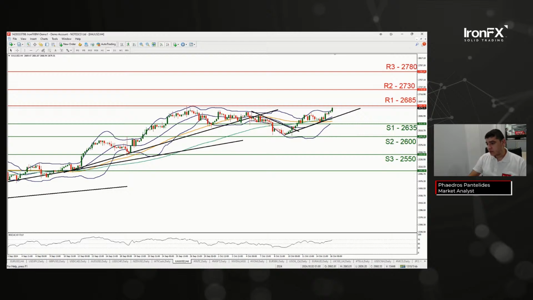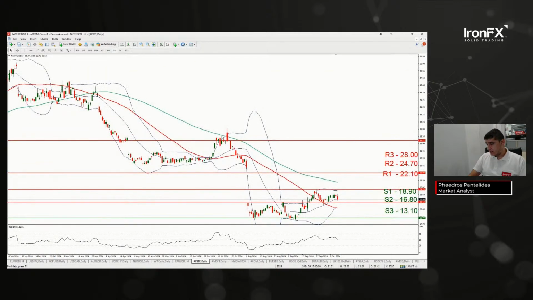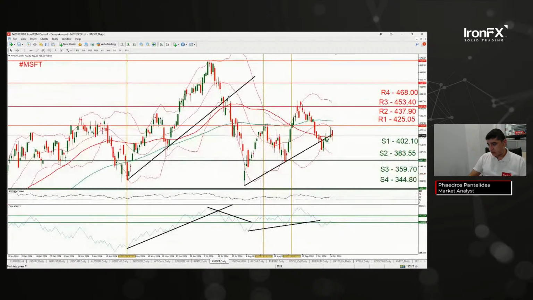For a sideways bias, we would require it to reject R1, so failing to break above, then coming back down, breaking below the upward trend line, but failing to break below S1 would then constitute a sideways bias. If it breaks below S1, bearish down to 2.6K, lower than that, 2,550. Intel still staying above that old R1 level of 22.10, which is now support.